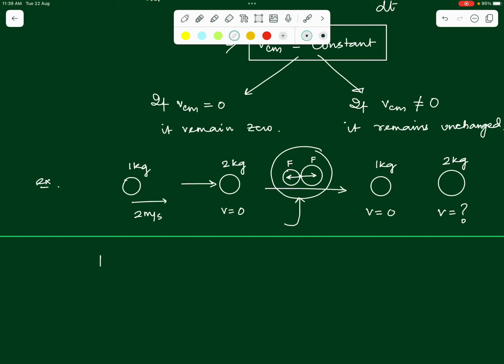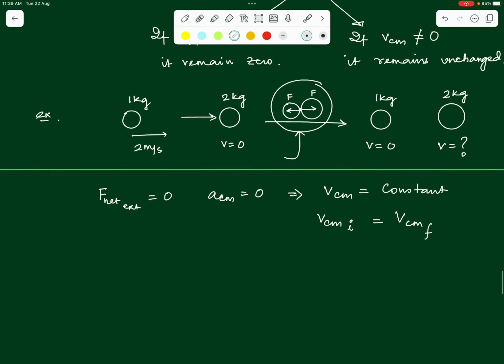So can we say, since the net external force on this system is 0, the acceleration of center of mass will be 0. That means the velocity of the center of mass will remain constant. That means the velocity of center of mass initially will be equal to the velocity of center of mass finally for the system. Before collision and after collision, the velocity of center of mass will remain the same.